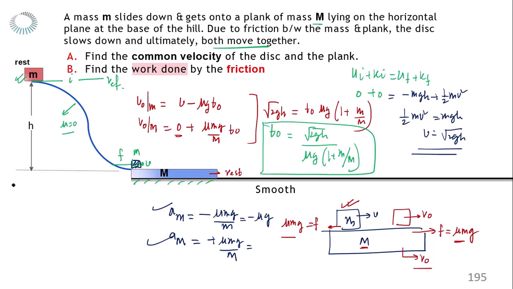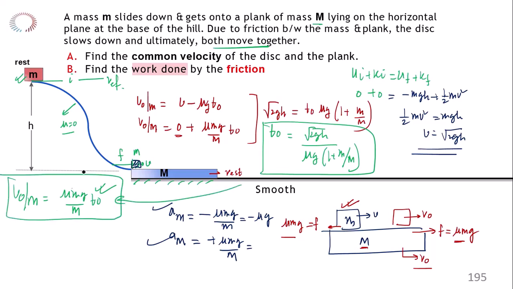The V naught number for capital M is equal to mu mg by capital M into T naught. You have already got the value of T naught, you put it over here, and you can get the answer for V naught for capital M. That is the same answer for V naught for small m also, because both are moving at the same speed. So the first part is already done.